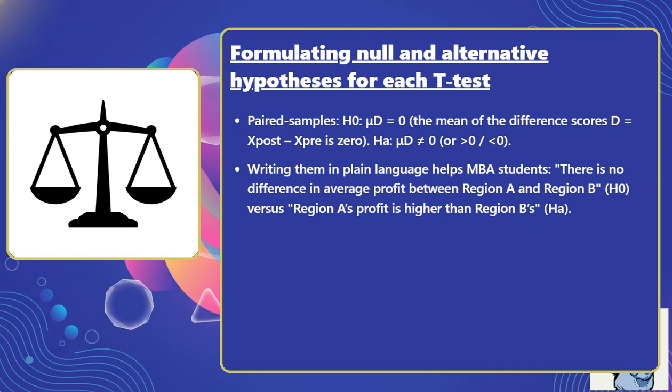Writing them in plain language helps MBA students. There is no difference in average profit between region A and region B, null hypothesis, versus region A's profit is higher than region B's, alternative hypothesis.